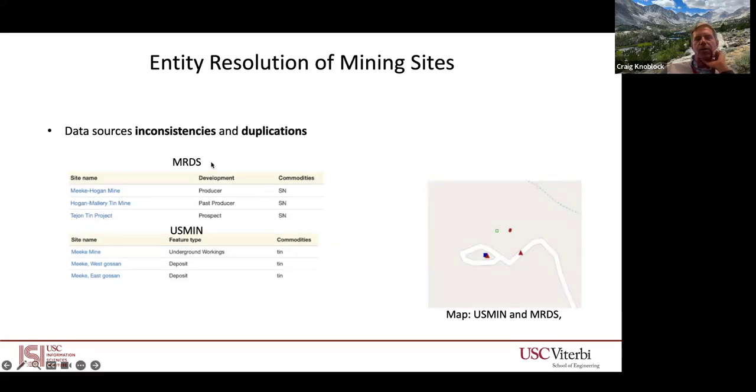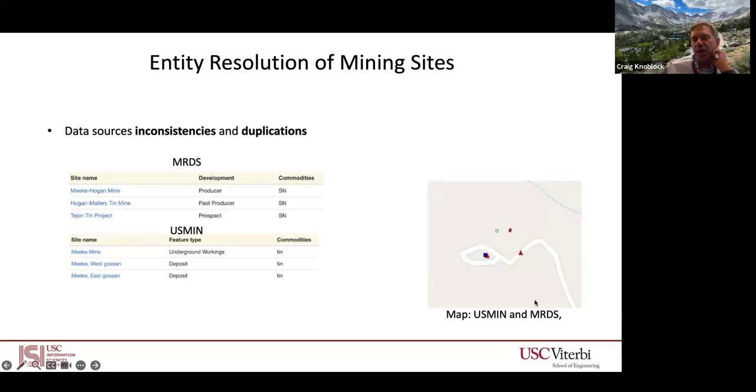USGS has a couple of these. One's called MRDS, and that goes back many, many years, maybe on the order of 100 years or something like that. But they stopped maintaining it some time ago. But historically, it has a lot of good information. And then a more recent USGS database, it's called USMIN, which has specific commodities and fairly comprehensive information about those specific commodities. So it's much less comprehensive than MRDS, but much more current.